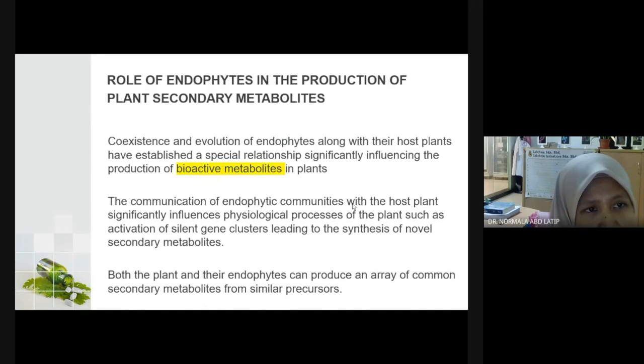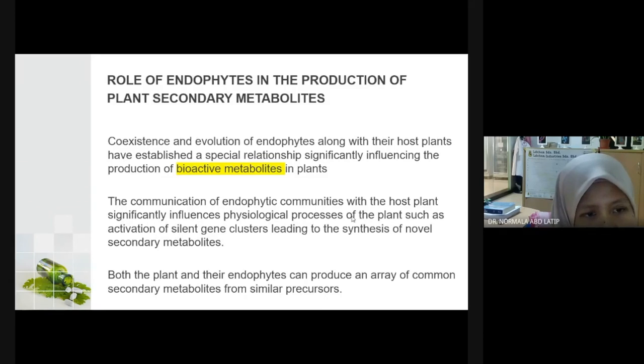So, the role of endophytes in the production of plant secondary metabolites. How actually will this endophyte help the host tissue to produce secondary metabolites by their coexistence in the host plant tissues? The coexistence and evolution of endophytes along with their host plants has established a special relationship, significantly influencing the production of bioactive metabolites in the plants.